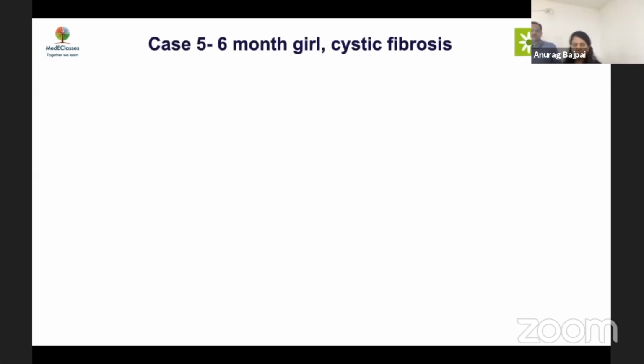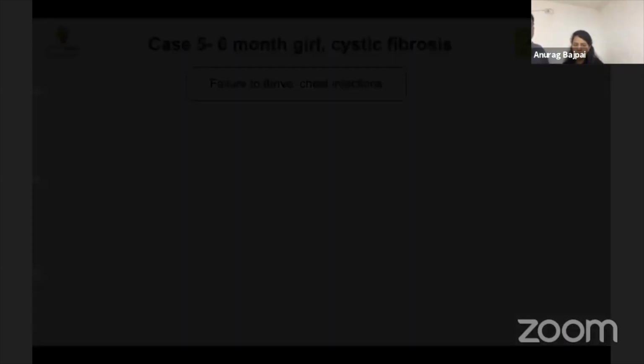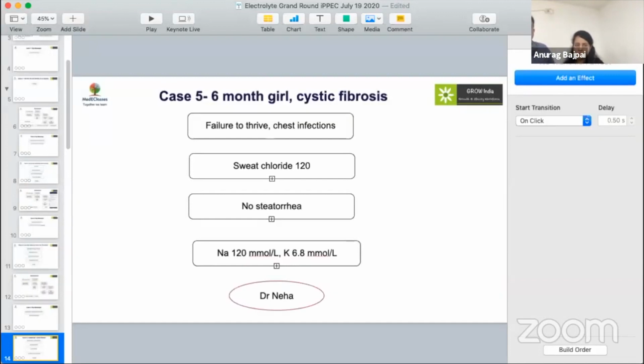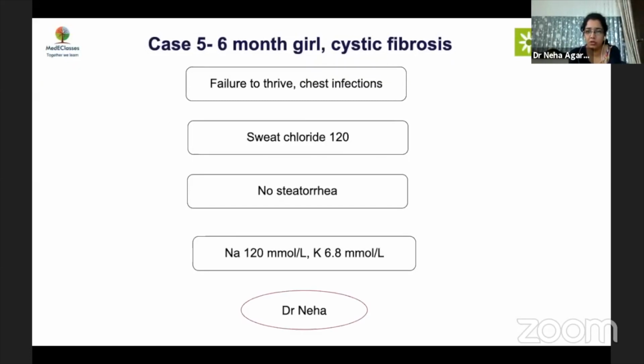The next case is a 6-month-old girl diagnosed with cystic fibrosis based on the finding of failure to thrive and infection. The sweat chloride level was high. There was no history of steatorrhea, and on electrolyte levels, sodium was low and potassium was high. Dr. Neha, do you revise the diagnosis based on this electrolyte finding? As we can see from the clinical picture, the absence of steatorrhea raises questions against the diagnosis of cystic fibrosis, which the child is labeled with.